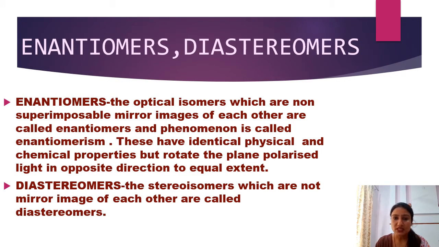Next are enantiomers and diastereomers. Enantiomers: the optical isomers which are non-superimposable mirror images of each other are called enantiomers, and the phenomenon is known as enantiomerism. These have identical physical and chemical properties but rotate the plane polarized light in opposite direction to equal extent. Diastereomers: the stereoisomers which are not mirror images of each other are called diastereomers. So here the question arises, differentiate between enantiomers and diastereomers, and this is a 3 marks question always asked in the 12th class board exam.